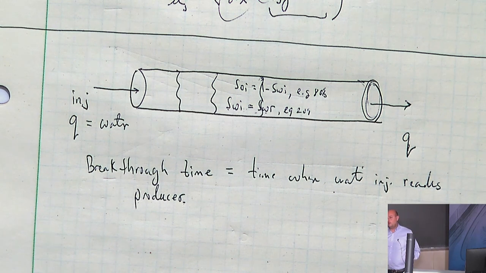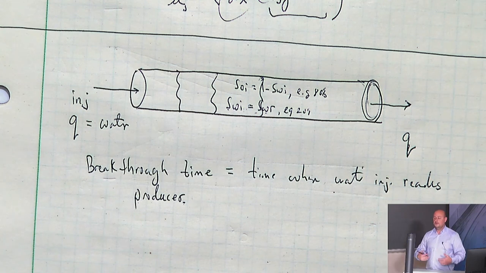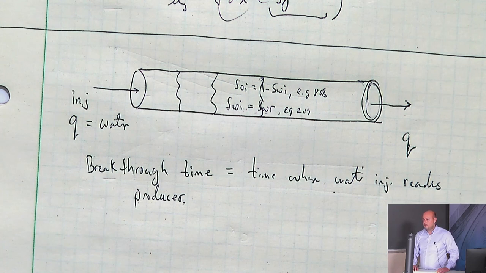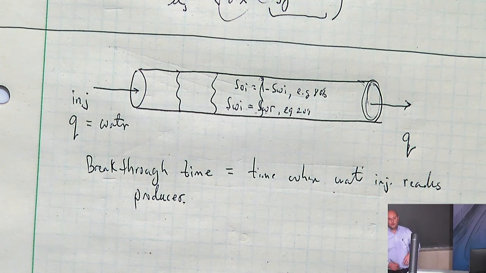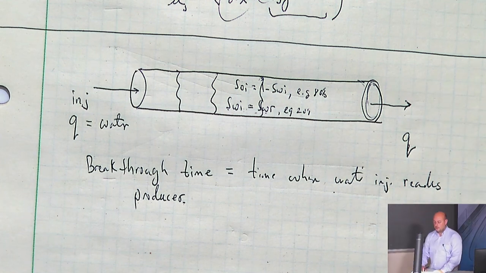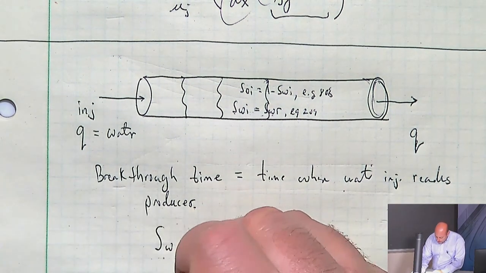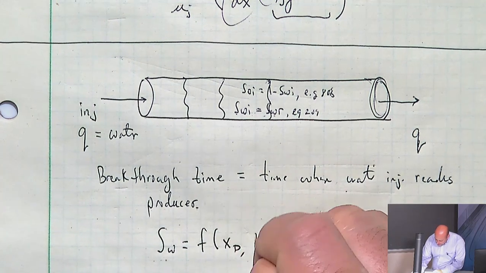When that happens, I start producing both water and oil. And the water actually goes up quite quickly. As time goes on, you'll produce more and more water and less oil. At some point, you're injecting water and producing mostly water, and it's not even economical at that point. So we want to understand that. We want to understand when this breakthrough time happens. We want to understand what the water cut or fractional flow is at the producer well. We want to know what the water saturation is as a function of space and time.